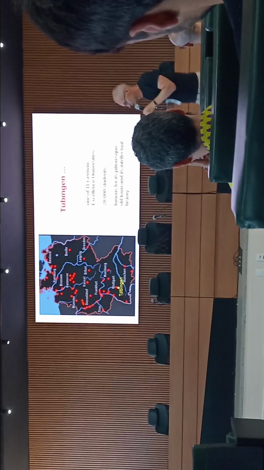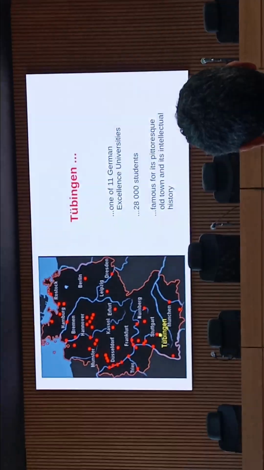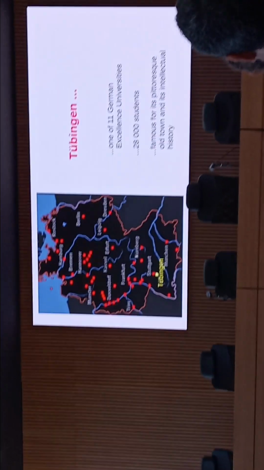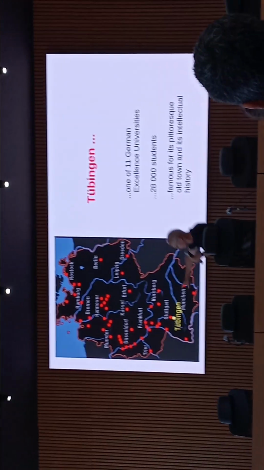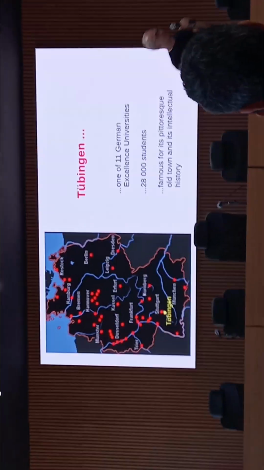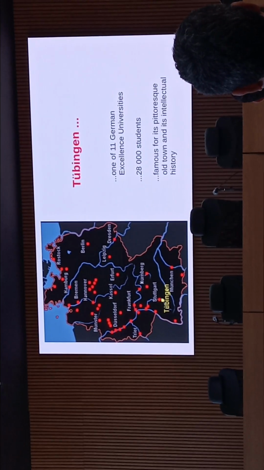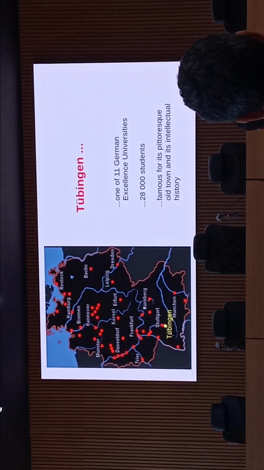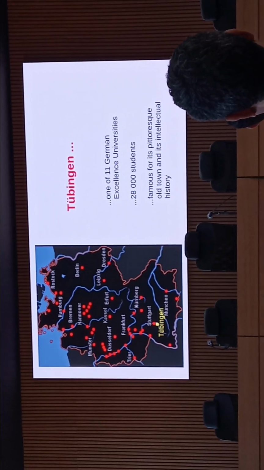Where is Tübingen? This is the first question. It is in Germany, so this is a map of Germany, and Tübingen is in the southwest. It's very close to Stuttgart, which is where the good cars come from. You see this in Porsche and so on. But Tübingen is a minor place compared to Stuttgart.